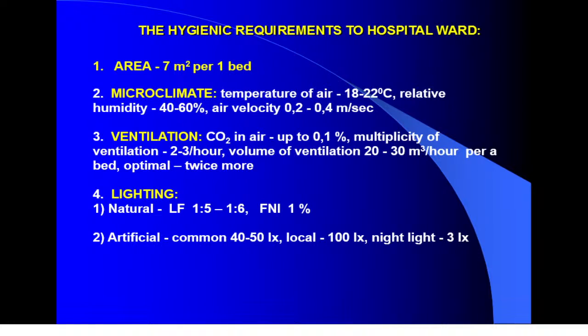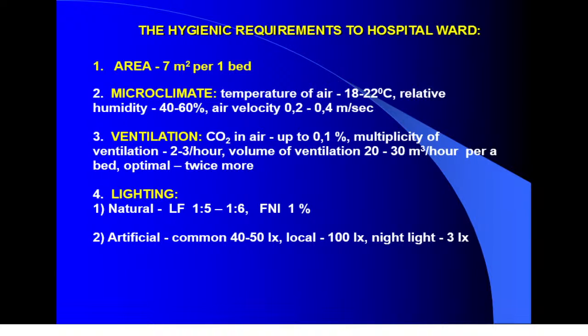Microclimate. Also we discussed temperature here: 22 degrees Celsius, relative humidity 40-60%, air velocity 0.2-0.4 meter per second. But air velocity must be lower, up to 0.2. Because for living room, it's normal. For classrooms, it's normal, up to 0.4. For the hospital ward, optimal 0.1, 0.2.